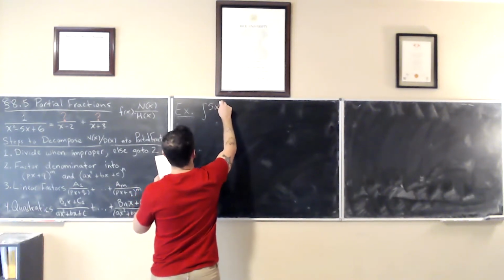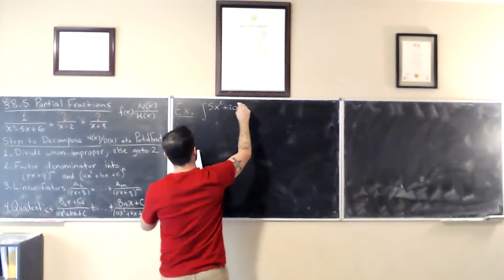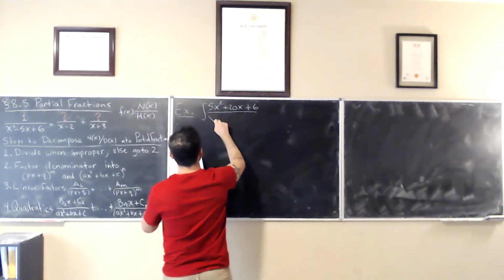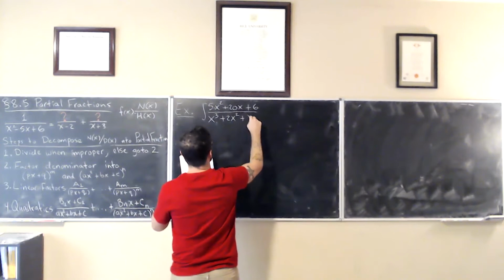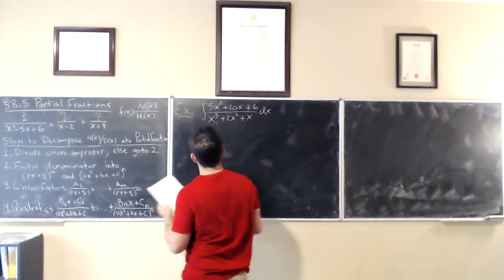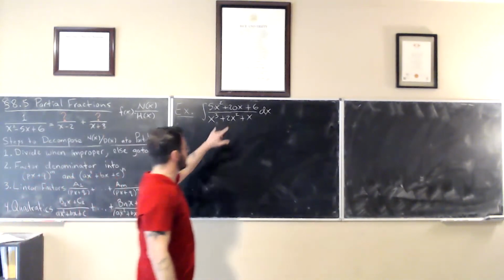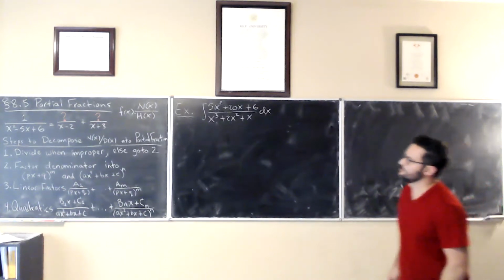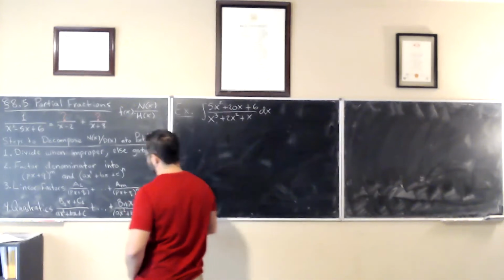So 5x squared plus 3x plus 6 all over x cubed plus 2x squared plus x dx. All right, so we see that this is a proper fraction, a proper ratio, right? The degree of the denominator is greater than the degree of the numerator.